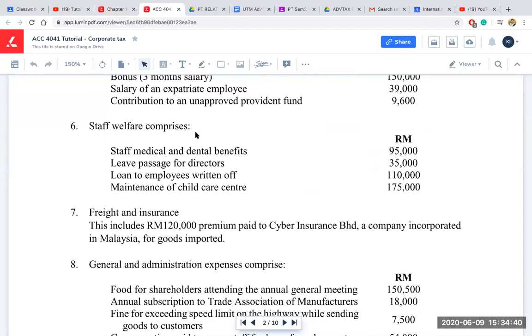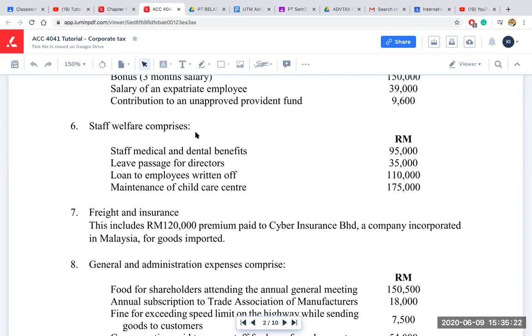We have staff welfare comprising staff medical and dental benefits, leave passage for your directors, loan to employees written off, and maintenance of childcare center. So I've mentioned earlier, every item in the notes has to appear in your answer. So the first line, you will have note number six, staff welfare, then number one, staff medical and dental benefits. Anything to do with your staff, your client or your goods is all business related. So when the expense is business related, it should be allowable under section 33.